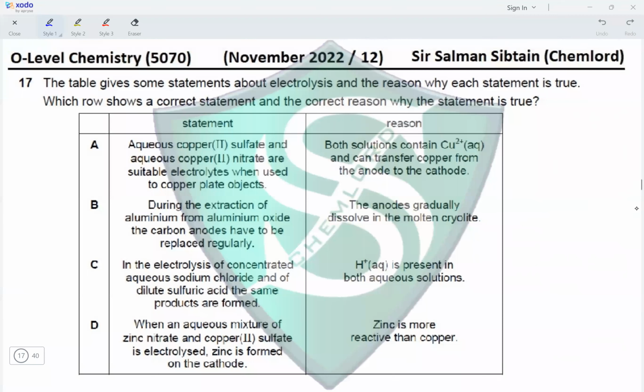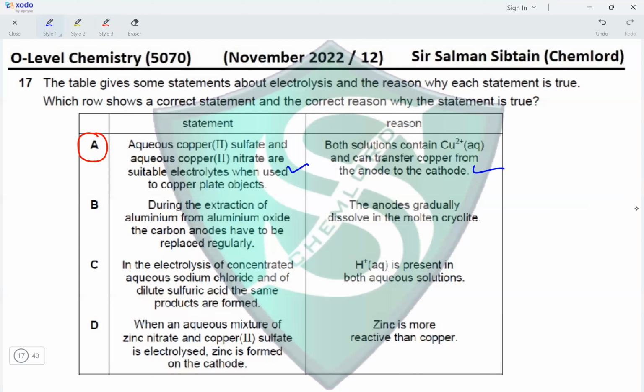Question 17. The table gives some statements about electrolysis and the reason why each statement is true. Which row shows a correct statement and the correct reason why the statement is true? Okay. So A. Aqueous copper 2 sulfate and aqueous copper 2 nitrate are suitable electrolytes when used to copper plate objects. Yes, both are soluble. And the reason is both solutions contain Cu2+ aqueous ions and can transfer copper from the anode to the cathode. Yes, both of these are correct, making option A the correct option for this question, but we will continue looking at the other options and seeing why they are wrong.